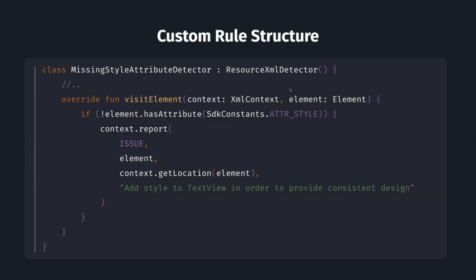Now you'll notice that the first parameter is the issue instance that you created. This is how it all links up. The second would be the element. And the third would be the location from the context. This gives you the file name or the line number and column number. And lastly, a short message to tell what went wrong.